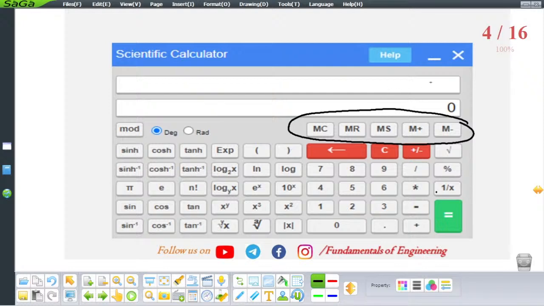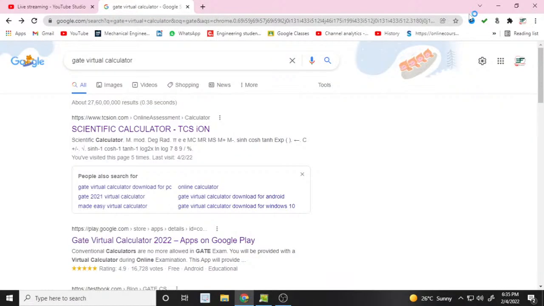Now, where to find the GATE virtual calculator. If you are practicing on your laptop or desktop, you can type GATE virtual calculator, and there you have to use this online calculator. You can see the first link, scientific calculator by TCS iON. This calculator and the exam are designed by TCS, so we have to use this type of calculator.